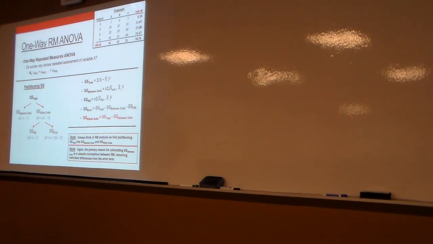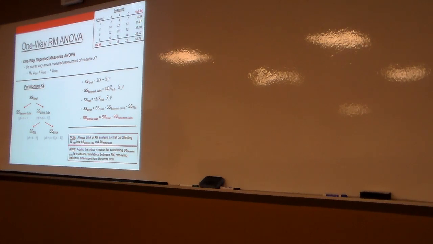And from a mathematical standpoint, how we're doing that is we're taking the mean of each individual subject or participant minus the grand mean and squaring that deviation score, summing those up, multiplying it by k. This is going to be the number of repeated assessments, right?